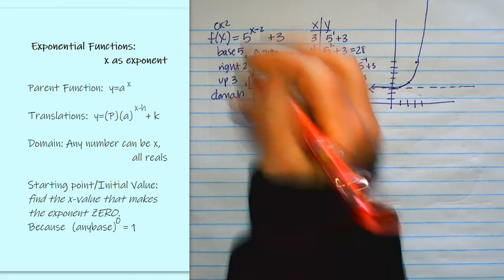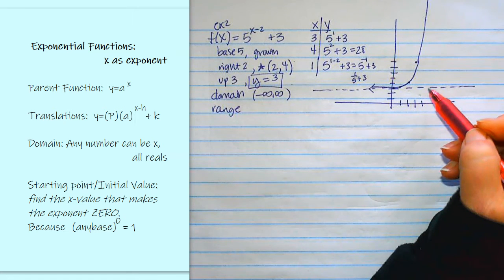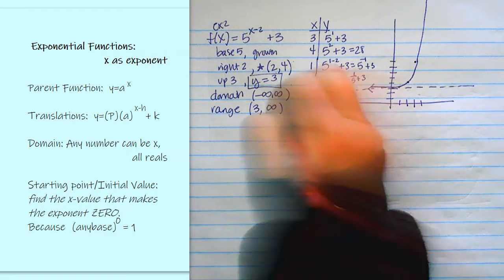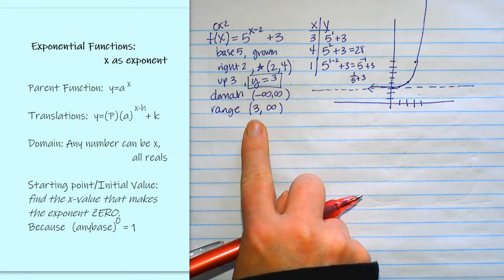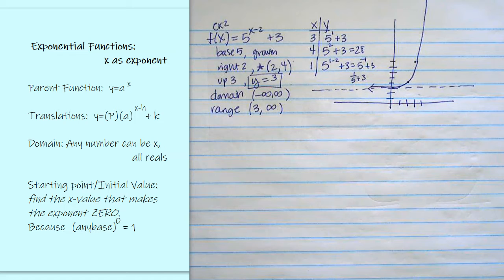Now that we have it graphed, it's easy to see the range. And the range goes almost to positive 3, but doesn't include 3, and then it goes up to infinity. So that soft bracket there is important, and it goes to infinity. So domain and range.